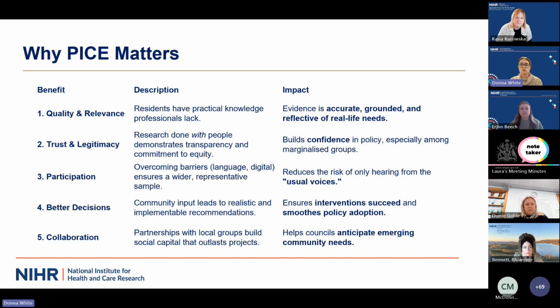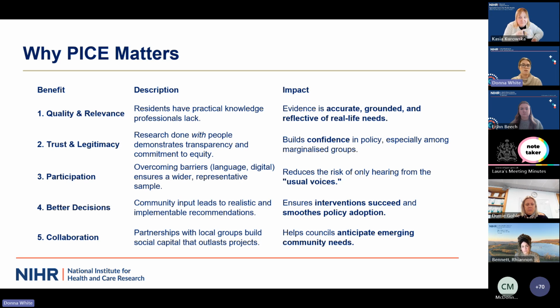It also helps strengthen trust and legitimacy, and through the HDRC network, we've been hearing a lot about that, and it's a really important thing when working with communities. We know that trust in institutions varies significantly, and when residents see that research is being done with them rather than to them, it builds confidence in the process and the decisions that follow. Meaningful engagement can demonstrate that local government is listening, transparent and committed to equity, and this can be particularly important for groups who have historically been underserved and marginalised, or potentially even over-researched without seeing any benefit.